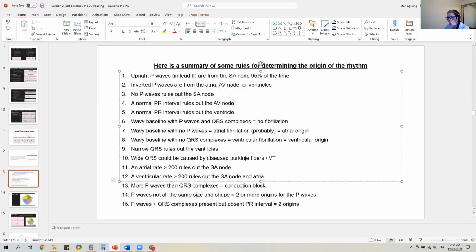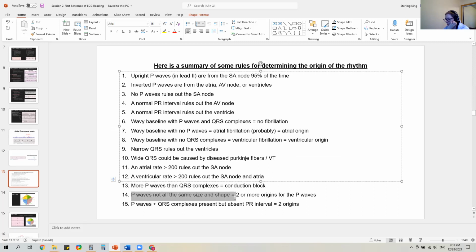Narrow QRS: when you're looking at the QRS, if it's nice and narrow, that indicates that the highways, the Purkinje fibers and bundle of His, are being used, so we know the ventricles are working. Atrial rate: I almost never look at these rules down here, but just to quickly cover it, an atrial rate greater than 200 is not the SA node, it doesn't fire that fast. A ventricular rate greater than 200 rules out something from above the AV node, so the SA node or the atria can't be the cause, because the AV node delay should stop it from going over 200. If there are more P waves than QRS complexes, we haven't talked about this yet, but there's a block at the AV node. That's in a later lesson.